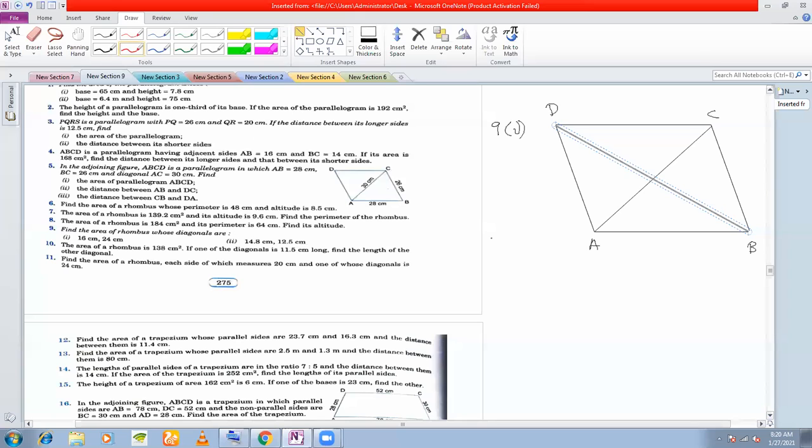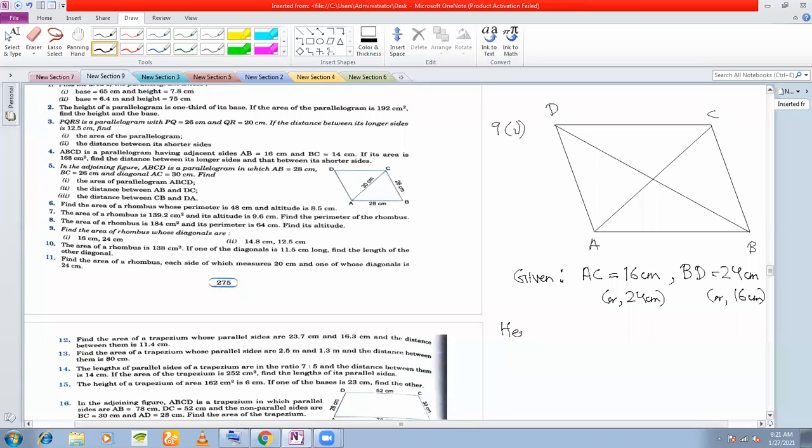So given to you is the length of AC. How much is AC given? Say 16 centimeters. Okay, you can take AC as 24 also, and BD as 24 centimeters. So if you take AC as 24, you can take BD as 16. You need to find out the area of this rhombus. You know the length of the diagonals, so it is very easy.